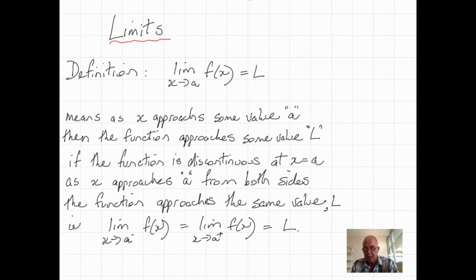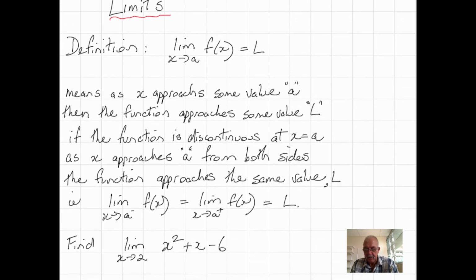side of a, as we give the x values just to the left of a, the function must be equal to the same value as from the right hand side, as x approaches a from the positive side, or from the right hand side. So it may look complicated, but we'll just work through some examples and see that it's not that difficult.